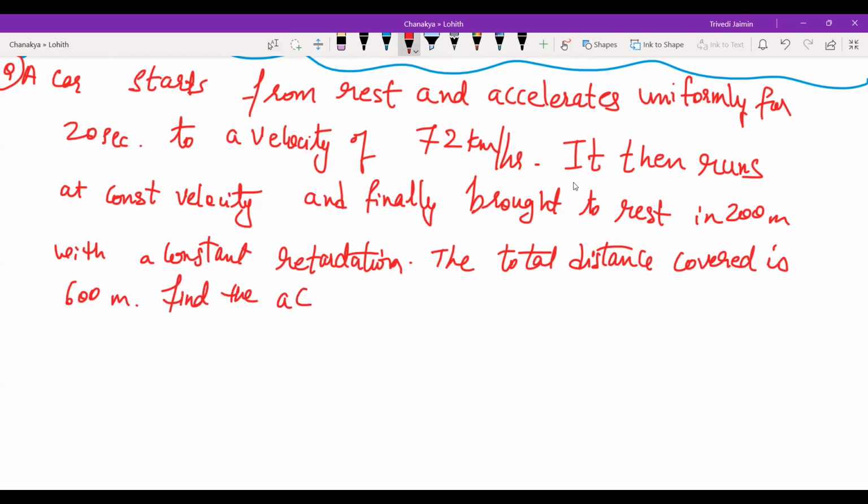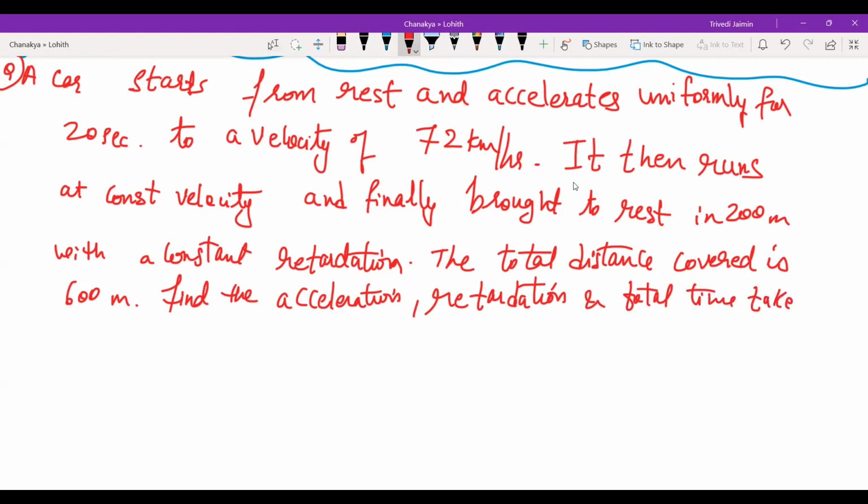Find the acceleration, retardation, and total time. Okay, a nice question. Think of it. Try something. I think you should get this. Try it first.